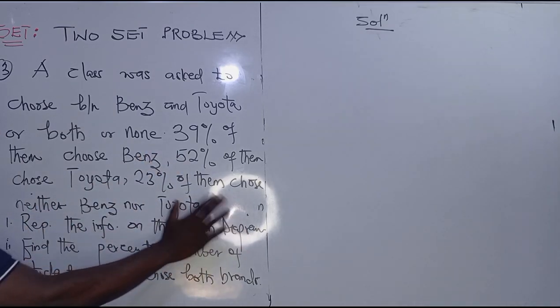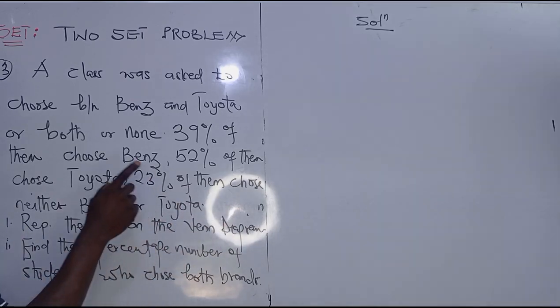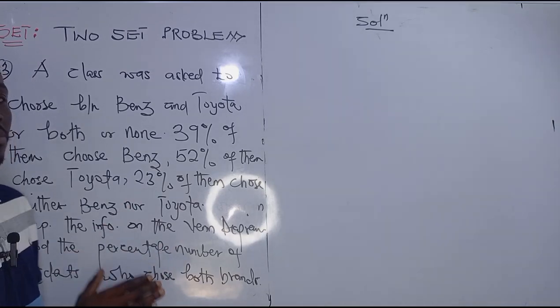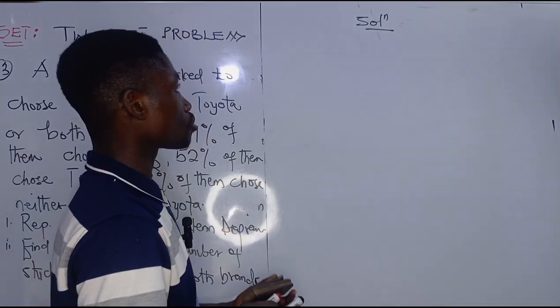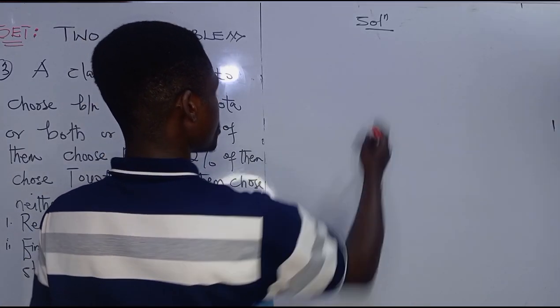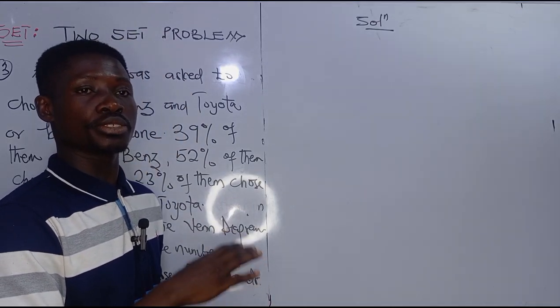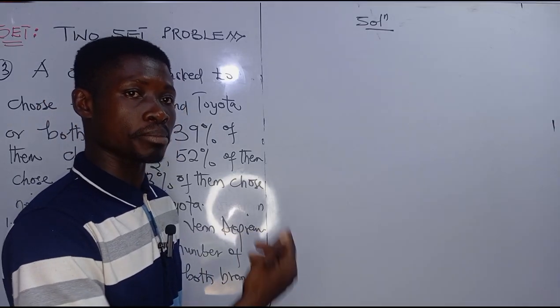We have to represent the information on the Venn diagram, and then we have to find the number of students. We have to find the percentage number of students who chose both brands. So this is the question that we are supposed to solve. So we have our solution, and as I've been saying, the first thing you're supposed to do is to fish out the vital information from the question. So let's write them down.